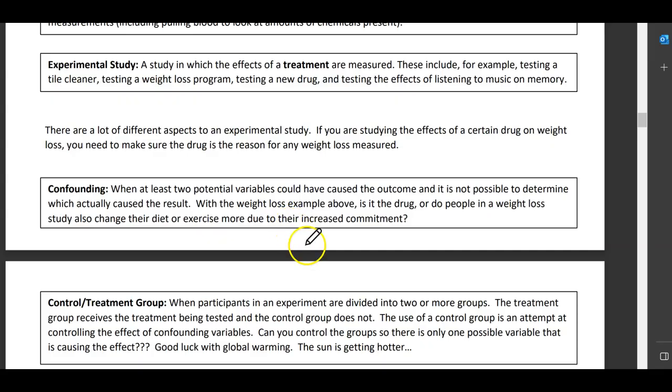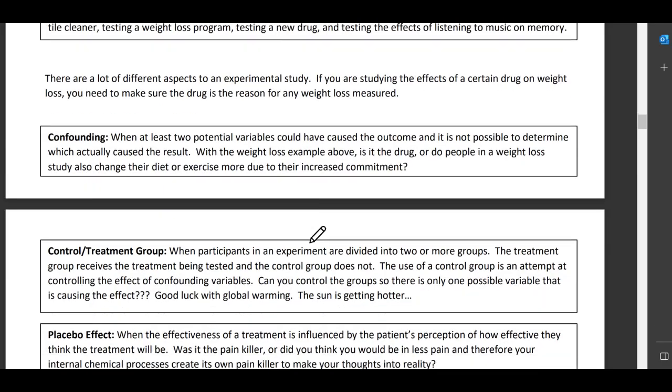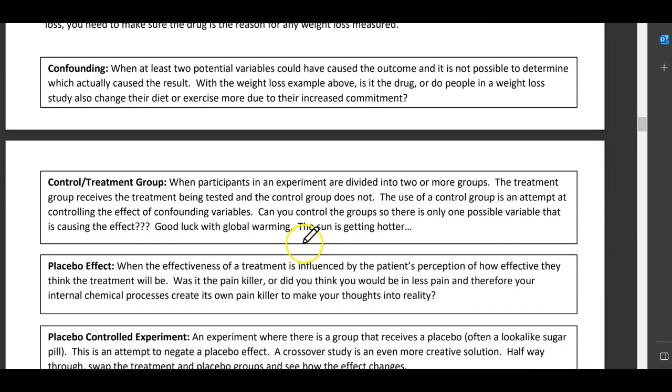You try to create your experiments to decrease the number of confounding variables. So that's why it's called a controlled experiment. You're trying to control so there's only one change. Genetics is a confounding variable in a lot of cases. And so a lot of studies have been done with identical twins to decrease that confounding variable.